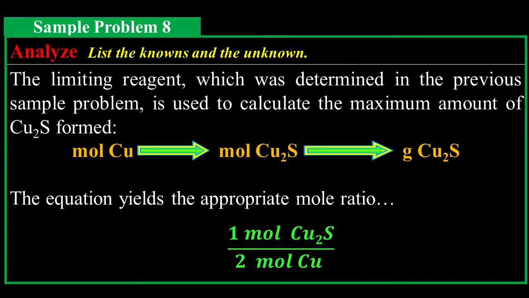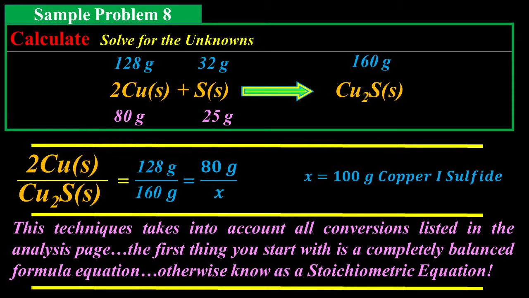So what the book would want you to do, and what I would do in a different way, is go from moles of copper to moles of copper 1 sulfide to grams of copper 1 sulfide. The equation yields the appropriate mole ratio, 1 mole of copper 1 sulfide over 2 moles of copper. So I'm going to take the equation, 2 copper plus 1 sulfur yields 1 copper 1 sulfide.